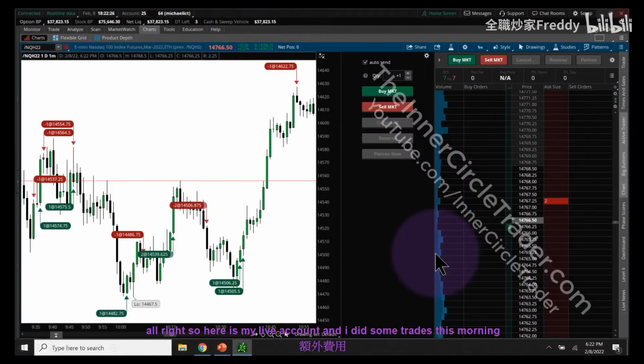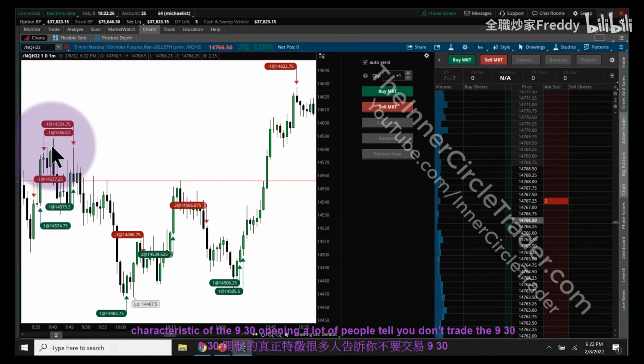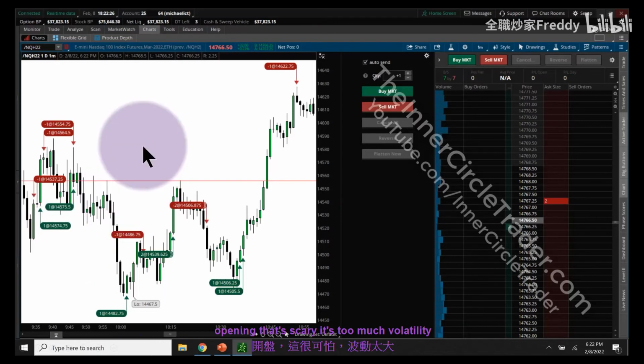All right, so here is my live account, and I did some trades this morning. I got to my desk a little late this morning. Couldn't focus. I had some expectations. I wanted to see it go lower. I told my paid membership last night that I prefer a move lower. We got a really sloppy opening, which is really characteristic of the 9:30 opening. A lot of people tell you, don't trade the 9:30 opening. That's scary. It's too much volatility. I actually don't mind it, because I'm actually putting sometimes an order in to get a feel for what it's doing.